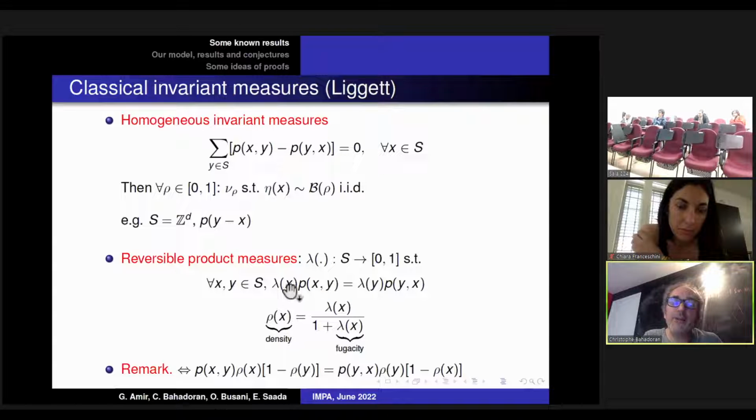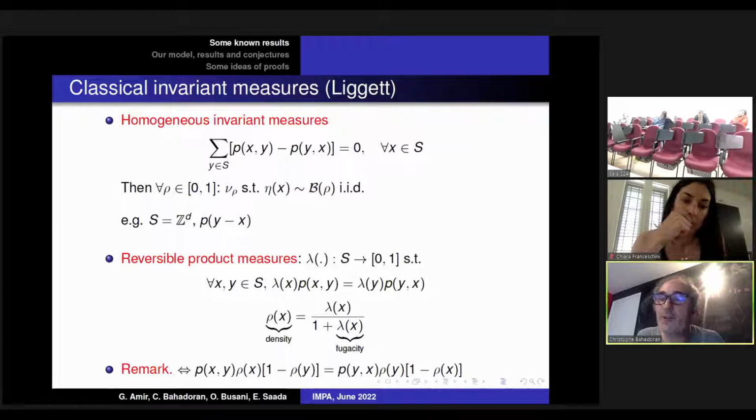You do not really have to take this fugacity as an intermediate object. You can directly write a condition in terms of the density profile to say that there is a reversible measure, and it is this, say, nonlinear detailed balance equation. Okay, so you could, but the classical form which is given in Liggett's book is this one.